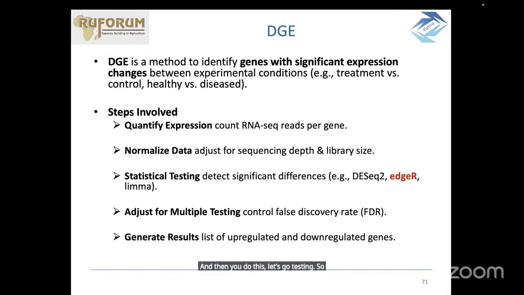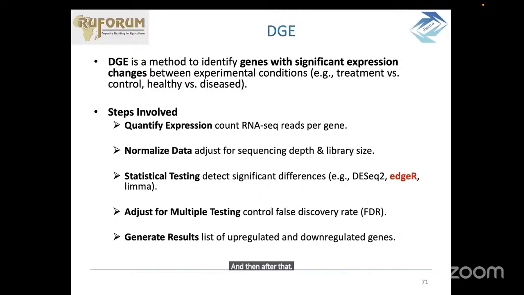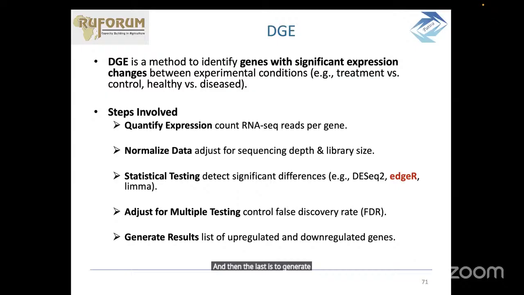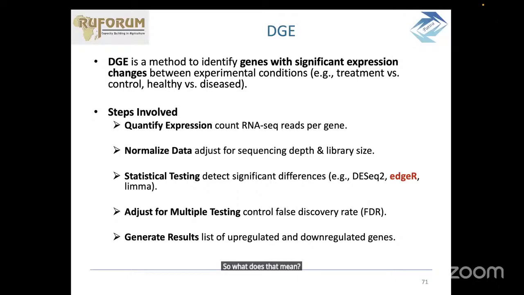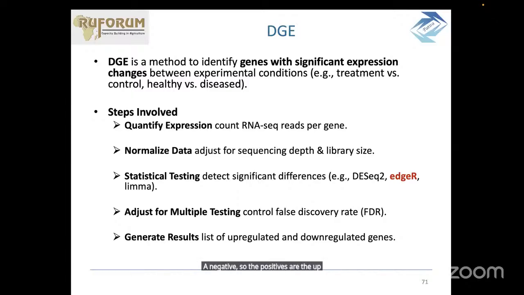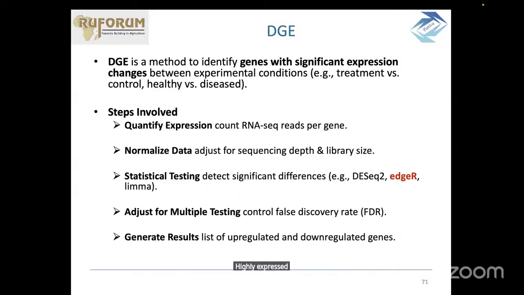There are many methods that we can use, but for us, we're going to use edgeR. That's why I'll put it in red here. After that, you adjust for multiple testing, like controlling the false discovery rate. The last step is to generate your results that will show you the upregulated and downregulated genes. What does that mean? When you get your results, you'll have some positive and negative values. The positives are the upregulated genes in your treatment. The negatives are downregulated genes in your treatment, because they are highly expressed in your check or in your wild type.